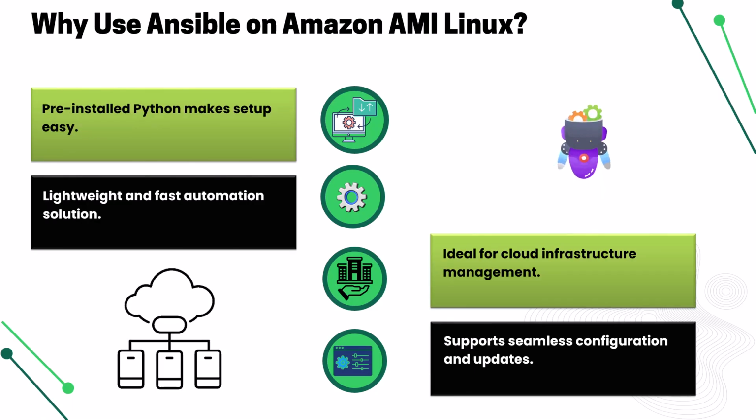Now why Amazon AMI Linux? Well, it's like peanut butter and jelly. It just works. AMI comes with Python pre-installed, so Ansible runs like a charm. Plus, it's lightweight, making cloud management ridiculously simple. Who doesn't want fewer headaches, right?